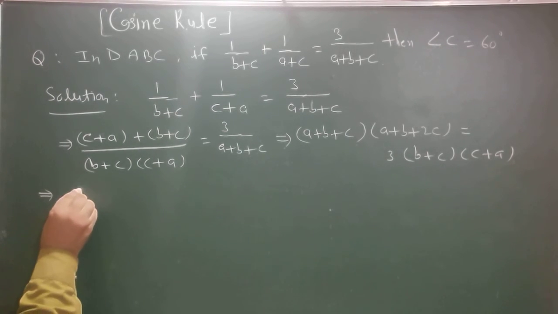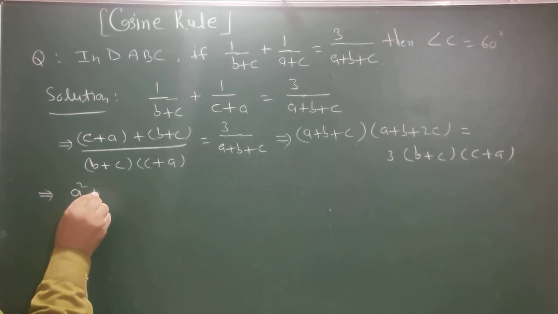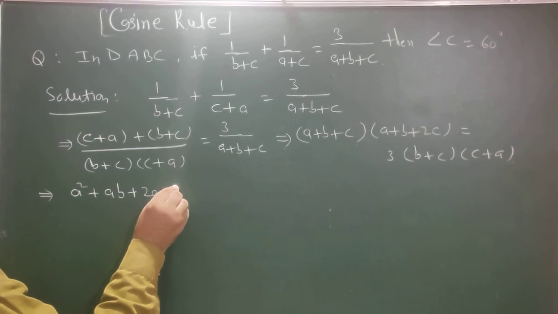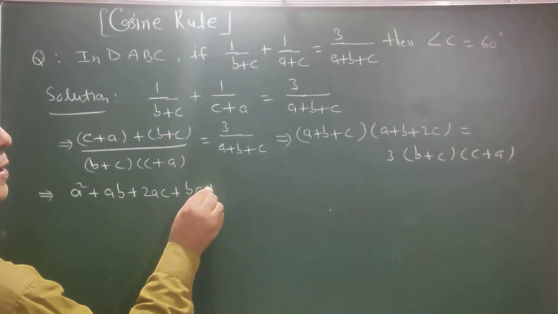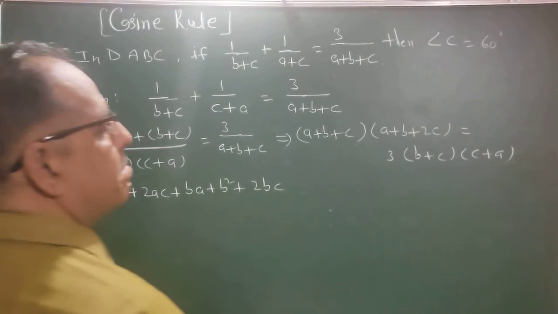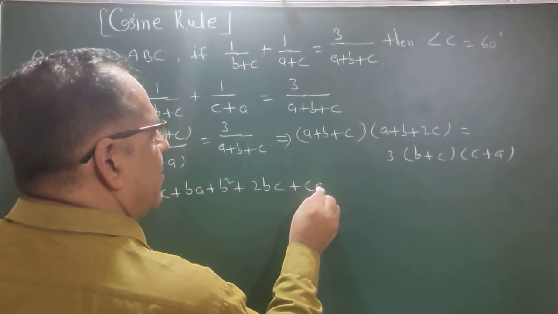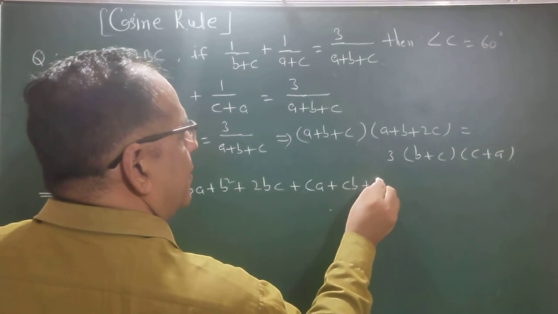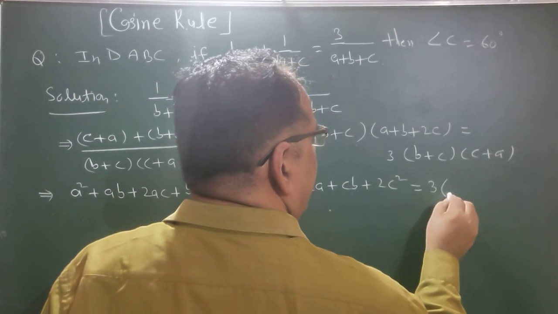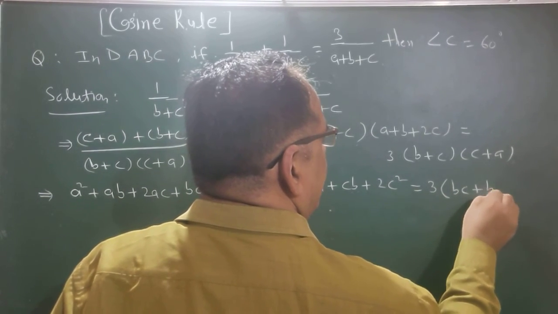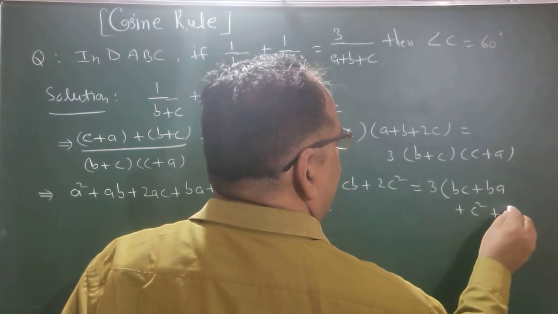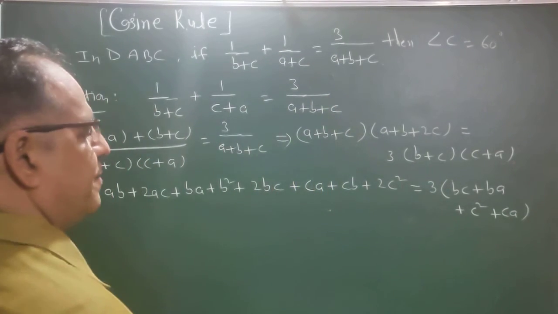A square plus ab plus 2ac plus ba plus b square plus 2bc plus ca plus cb plus 2c square is equal to 3 inside the bracket bc plus ba plus c square plus ca. This is the right hand side.